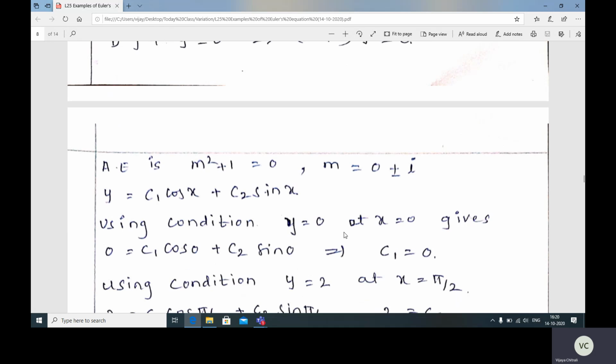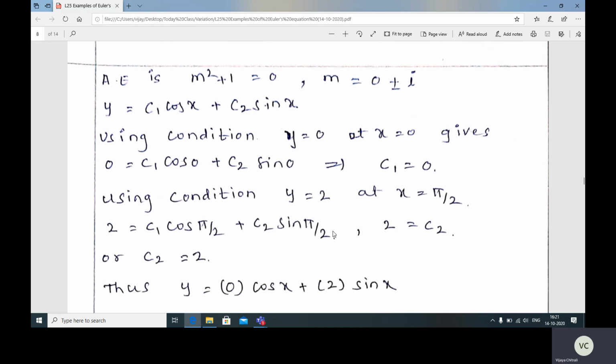So m square is equal to minus 1. Minus 1 we write as i square, because we have the standard result i square is equal to minus 1. So m square is equal to i square, so m is equal to plus or minus i. So the roots are pure imaginary, and the real part is 0. So y is equal to c1 cos x plus c2 sin x. This will be the general solution.